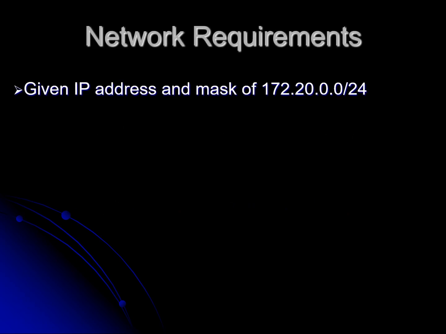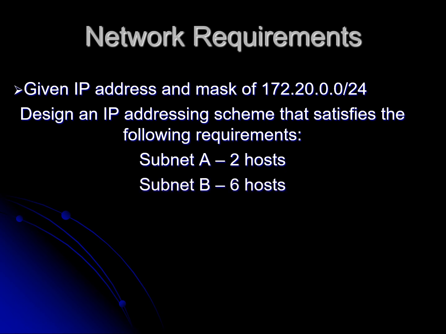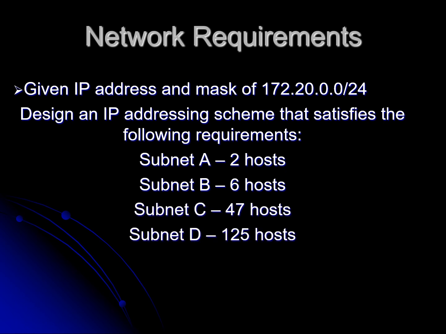So the networking requirements: we have been given an IP address and mask of 172.20.0.0/24 network, and we need to design an IP addressing scheme that satisfies the following requirements. Subnet A is going to have 2 hosts, subnet B 6, C 47, and D 125 hosts.